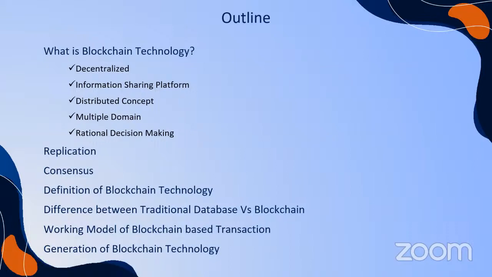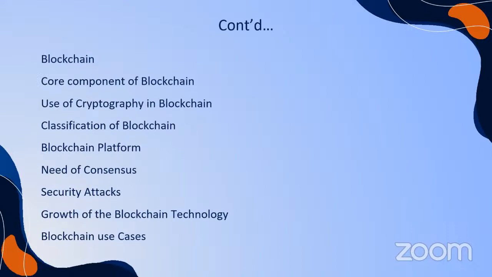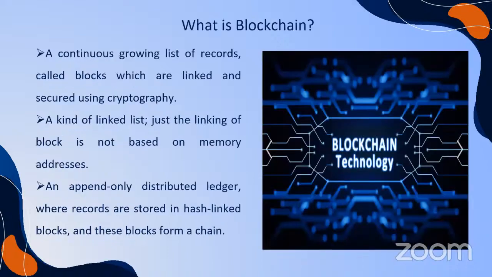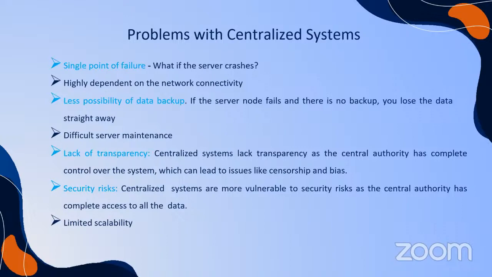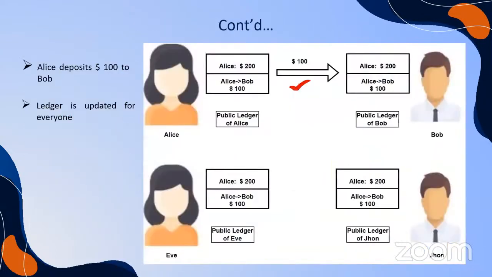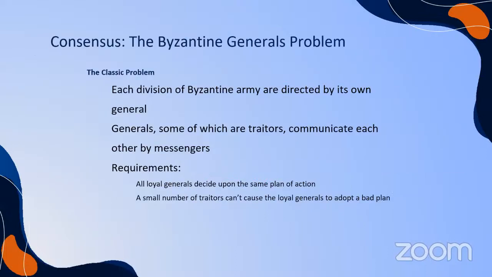First, we have discussed the core components of blockchain, the cryptography of blockchain, the types and classifications of blockchain, why we need the consensus algorithm, the security attacks and use cases of blockchain, and the growth of blockchain technology. On the previous day, the third day, we discussed what blockchain is, and first some decentralization techniques. We have consensus.